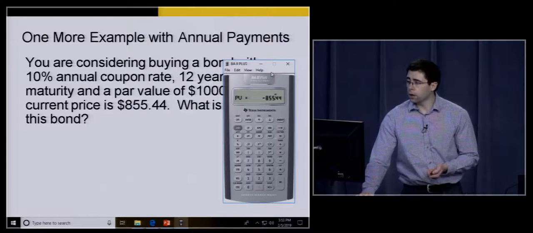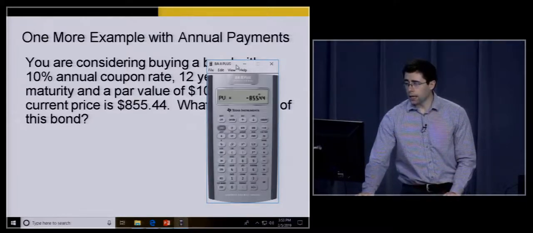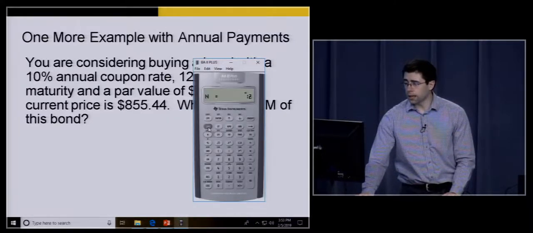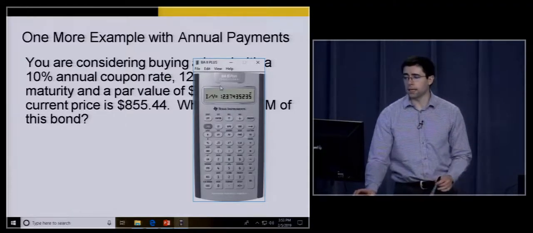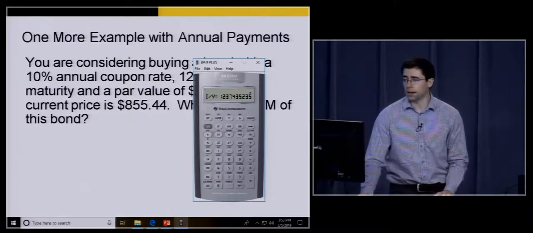Next, we know that we have 12 years to maturity, so N is 12. Finally, we can compute the yield to maturity on this bond. All we're going to do is just hit compute and then I/Y, and that gives us a yield to maturity of 12.37%. Easy enough.